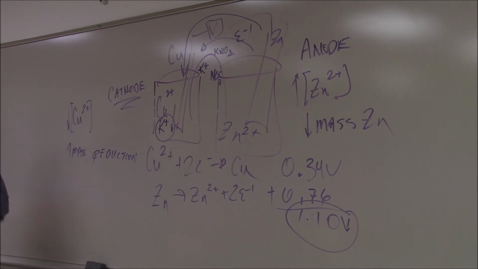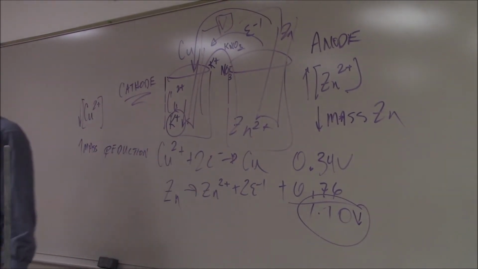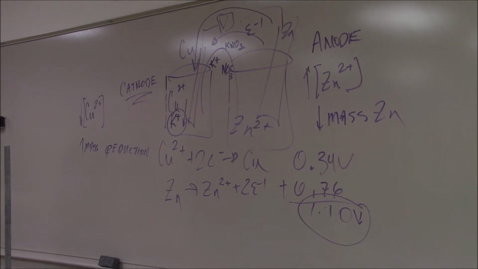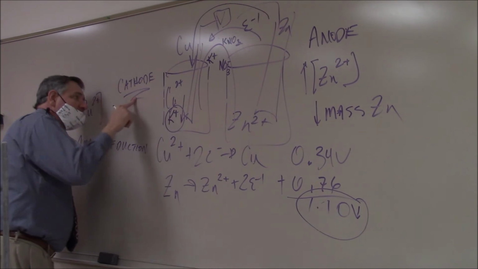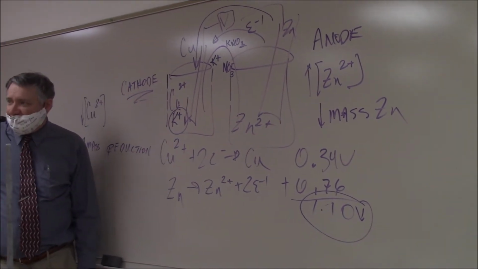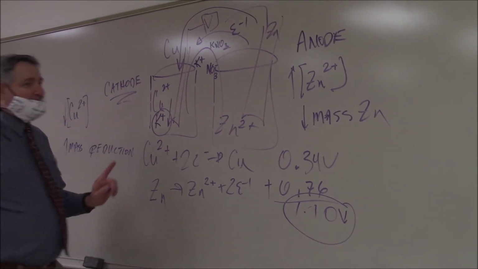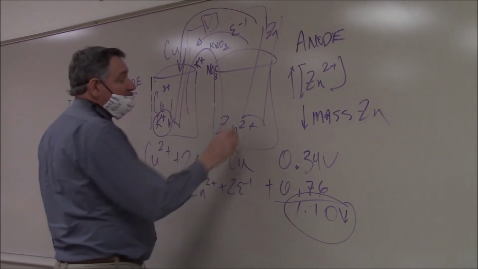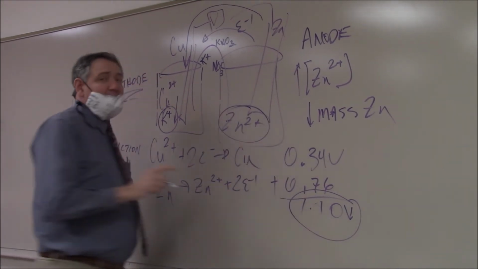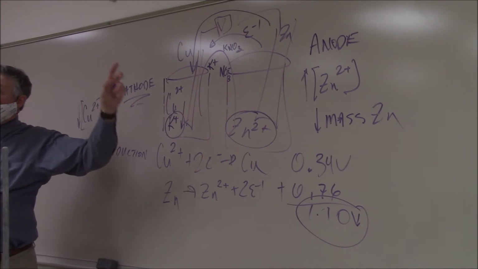Now, go back to your Chem 1 days. Is potassium a cation or an anion? Cation. Oh, look. Where does it move to? Cathode. Whoa. Now, what are we doing with the number of positive charges over here? Increasing. We're increasing the number of positive charges.